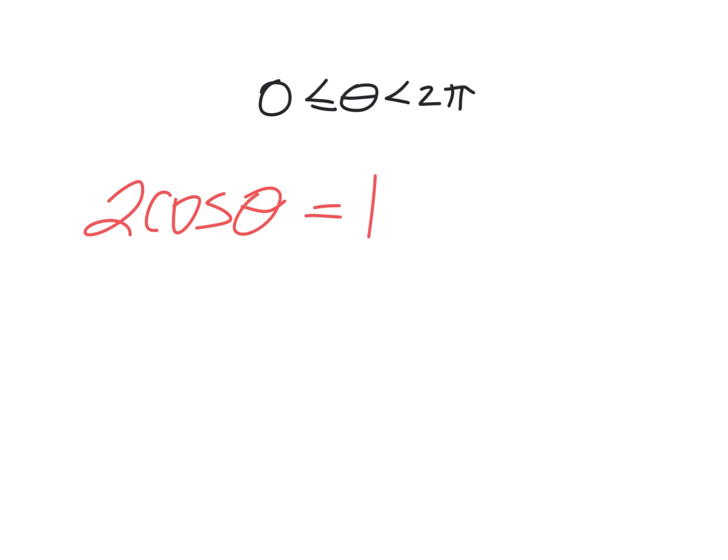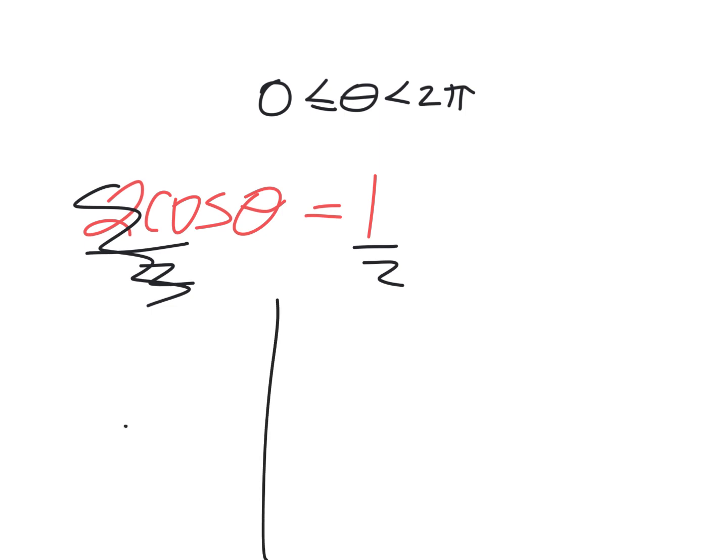For each function. But sometimes we have two functions in a problem. That means you can get two answers for this one and two answers for that one. All right, you should have divided by 2 right off the bat, and then you should have known, okay, I'm going to make my ASTC.